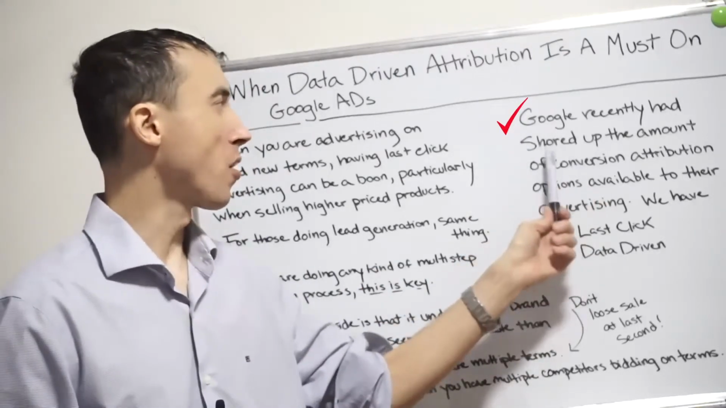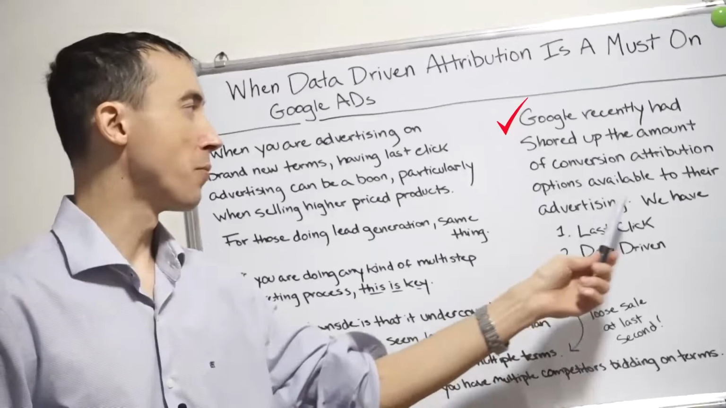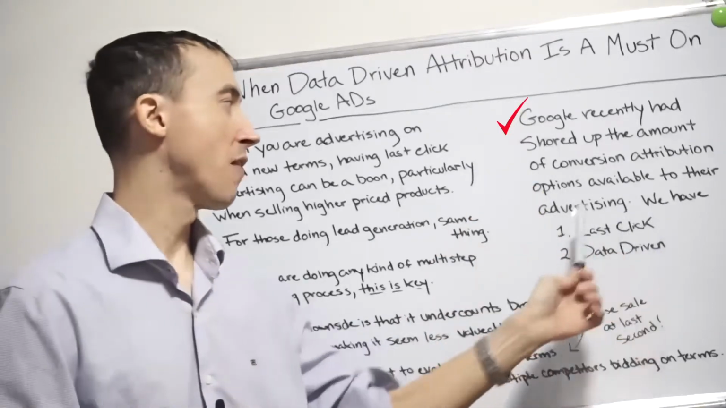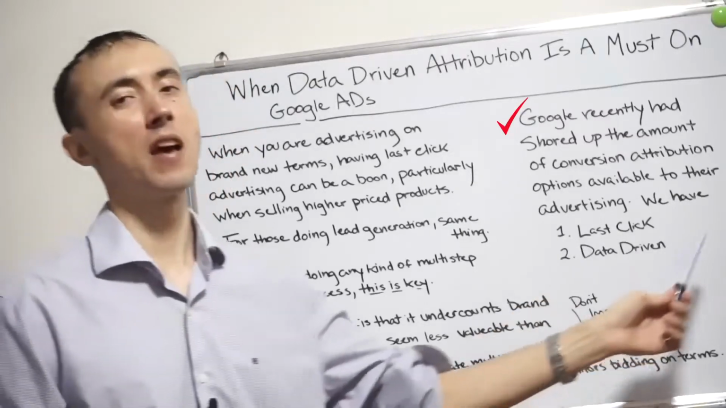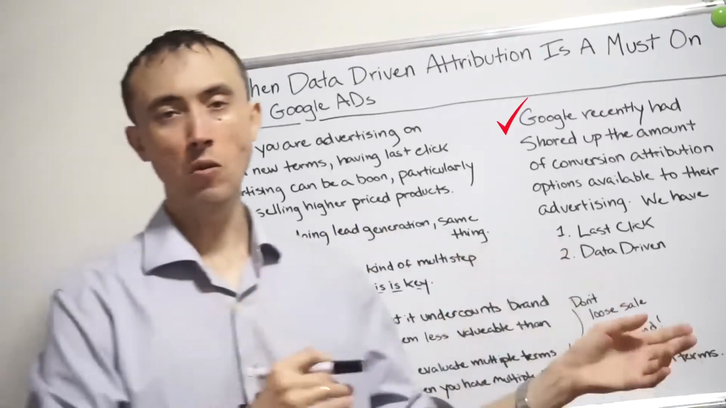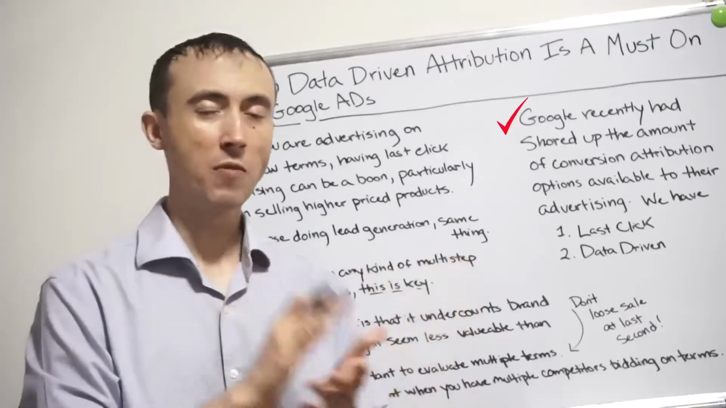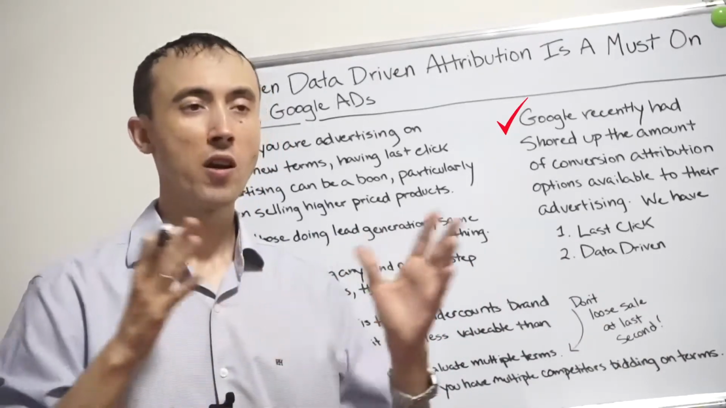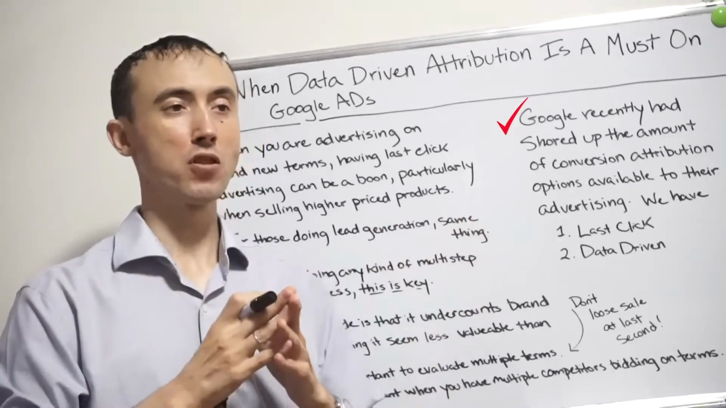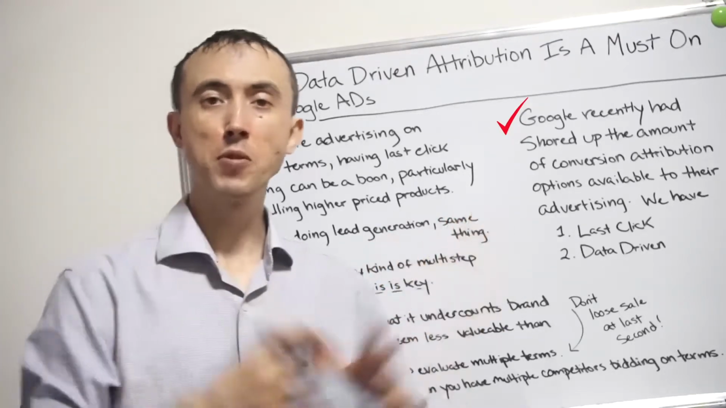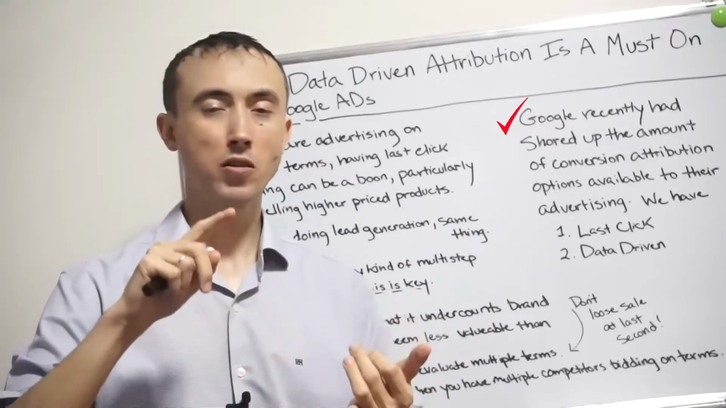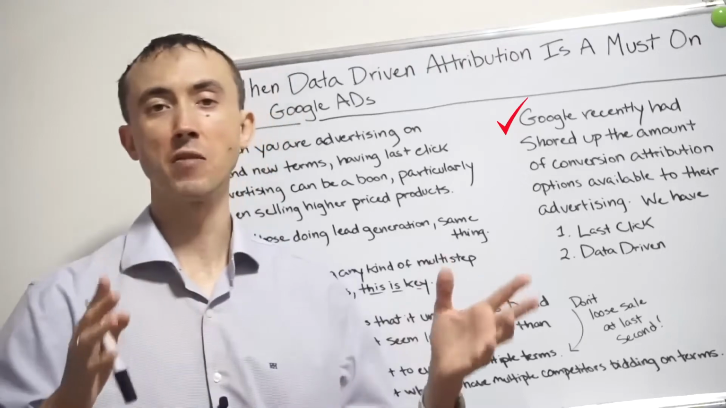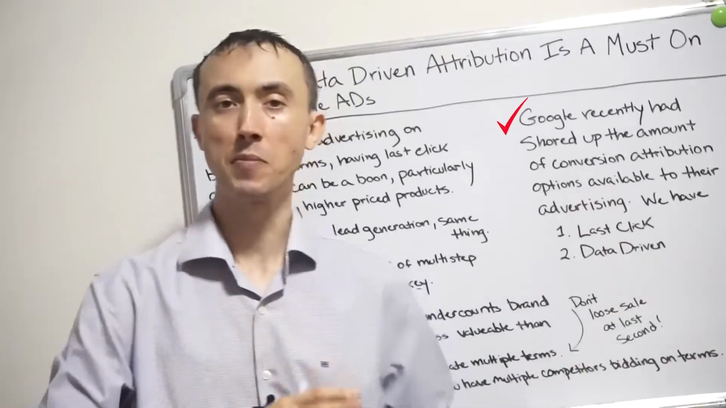Google recently shored up the amount of conversion attribution options available to their advertisers. As I just mentioned, we have last click attribution and data-driven attribution. Okay, what are the main differences between these? Last click attribution pertains to conversion tracking, which you may be tracking if somebody calls or somebody fills out a contact form on your site or just purchases through your site, depending if you're doing lead generation or you're an e-commerce business.